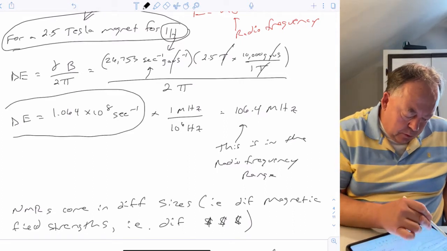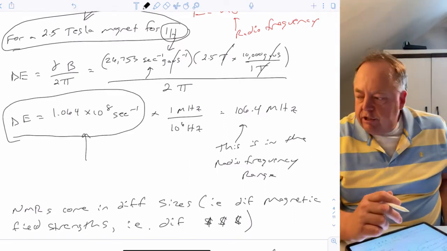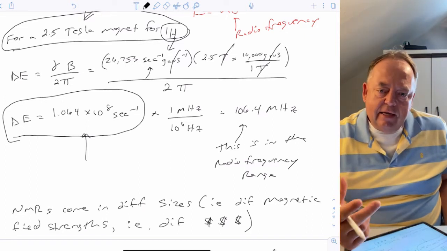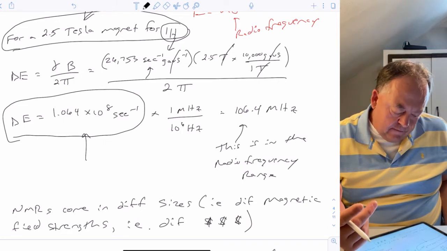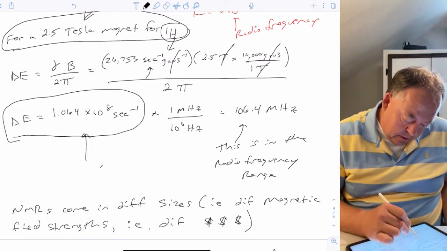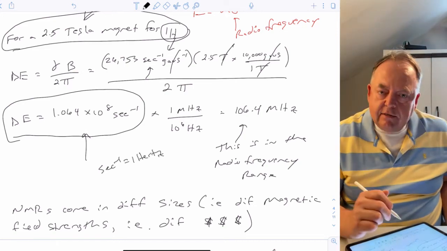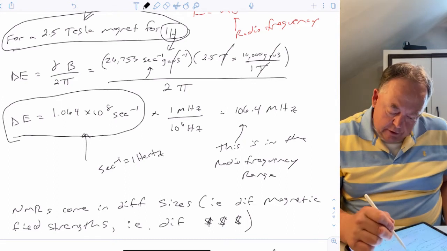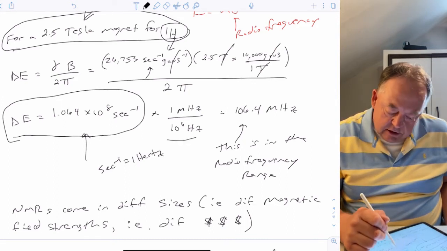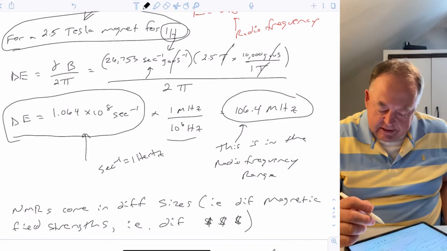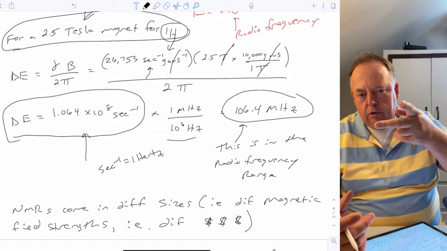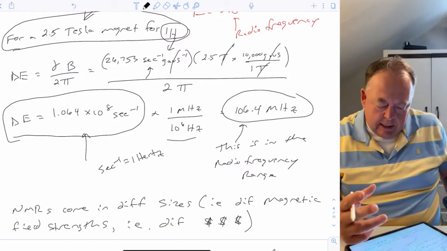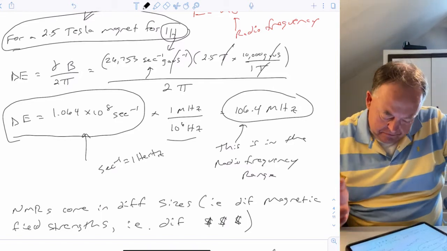So if the magnet's 2.5 Tesla, then the difference in energy between the spin state being aligned with the field and against the field is 1.06 times 10 to the 8 inverse seconds, and inverse seconds, if you remember, is the same thing as a hertz. So if we convert, 1 megahertz is 10 to the 6 hertz, then that would be 106.4 megahertz radio frequency energy, which is what's needed to cause the nuclei to undergo a spin flip, from being aligned with the field to being aligned against the field.